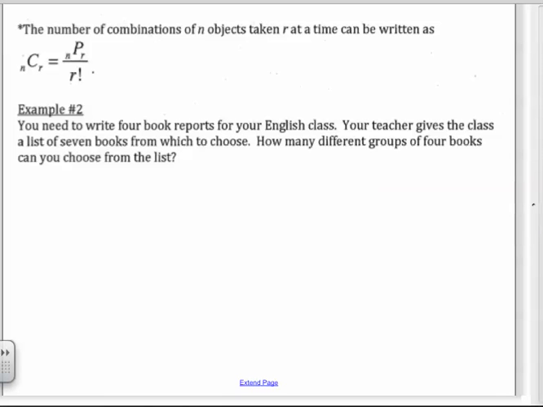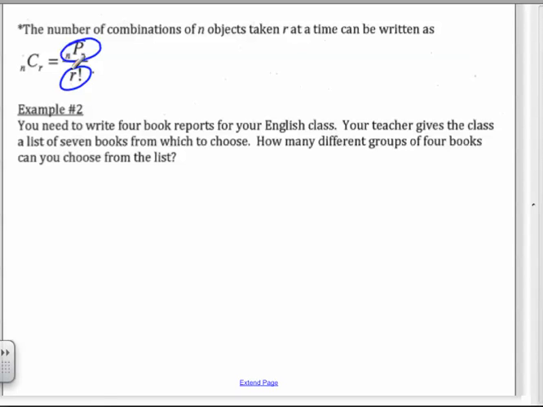The number of combinations of n objects taken r at a time can be written as nCr, which is what we did in that last example right at the end. So we find out what the permutations are, just like we did last night, and then we just divide it by r factorial. That's it.